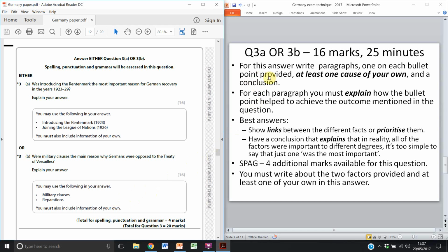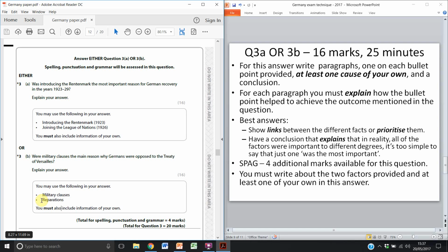Okay, so for your answer, it should say 4 paragraphs, all right? One on each of the bullet points provided. So you'd write a paragraph on military clauses and a paragraph on reparations. Then you do a third paragraph on a reason of your own, and then you do a fourth paragraph where you would do a conclusion, okay?